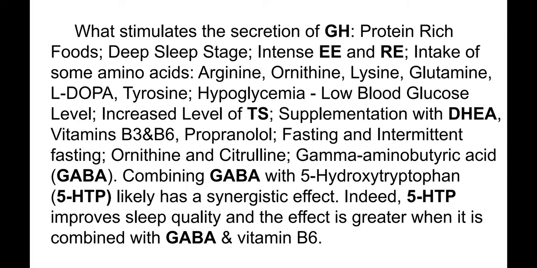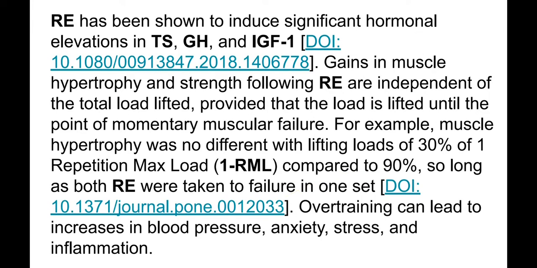Indeed, 5-HTP improves sleep quality, and the effect is greater when it is combined with GABA, this gamma aminobutyric acid, and vitamin B6, also with zinc and magnesium, and vitamin B3, also important. Resistance exercises have been shown to induce significant hormonal elevation in testosterone, growth hormone, and insulin-like growth factor 1. So you can go to the publication and read in detail.